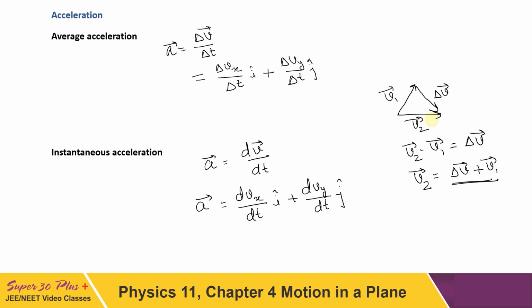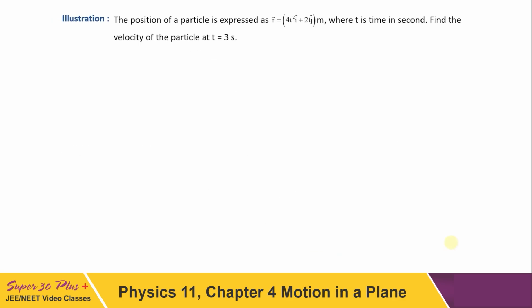If we have to write only the magnitude, how will it be written? Magnitude of a can be written as square root of ax square plus ay square. Like any rectangular component, we can write the magnitude as square root of x component square plus y component square. Now just to illustrate these things, I have selected some examples.